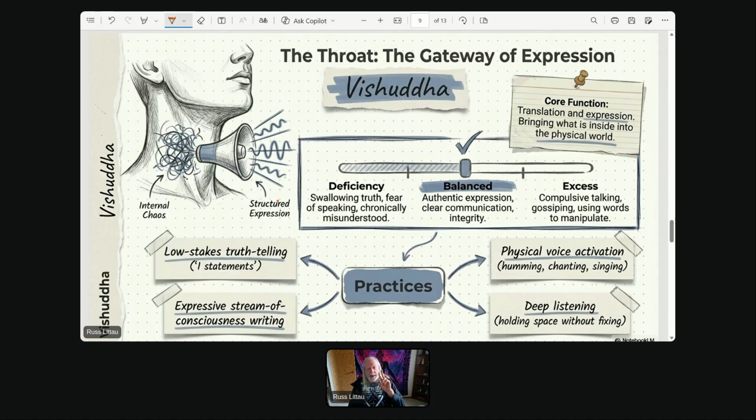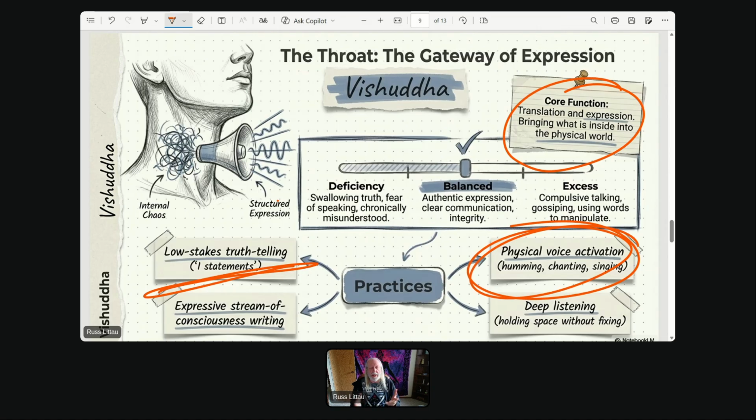Throat chakra, this is the other one. There are two areas that I find, when I'm working with people, have the most contractions of energy and deficiencies: the sacral chakra and the throat. When you think about this, it's translation, the expression, bringing what's inside to the outside. We're expressing ourselves.